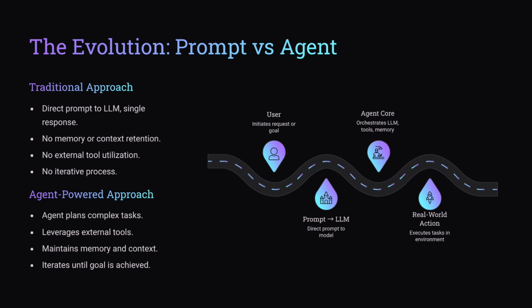Example. Prompt: Summarize this article. You get a summary. Agent: Create a 9-day Switzerland itinerary for the elderly and kids with hotel options and travel time. The agent may search, compare, organize, refine, and produce a final actionable plan.